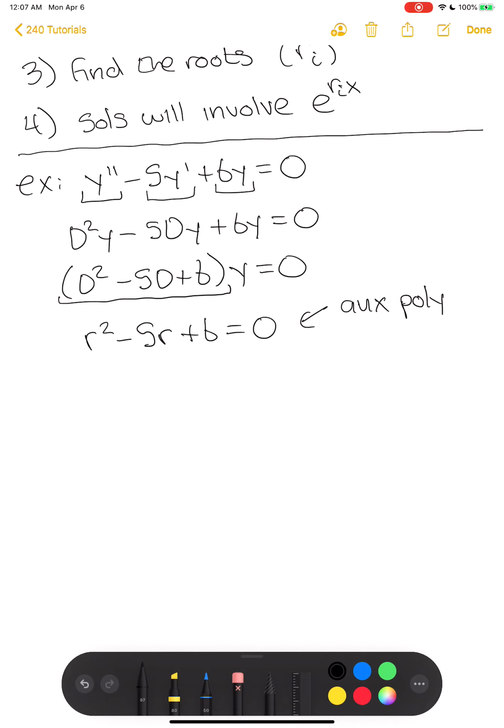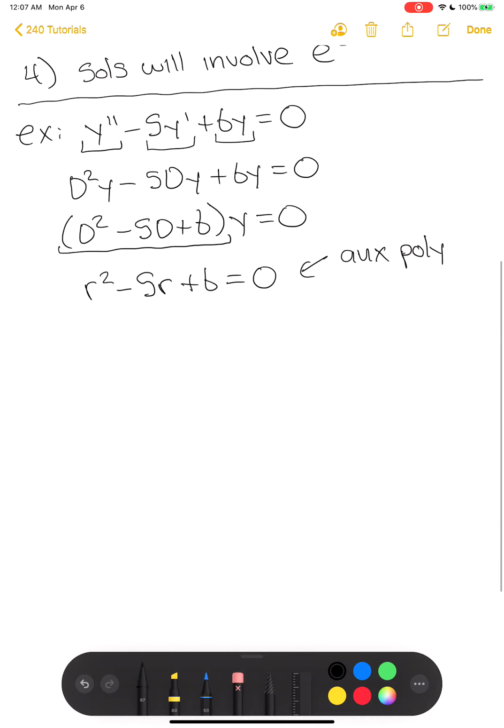Now what we have to do is factor this auxiliary polynomial down as you would do in any algebra course.